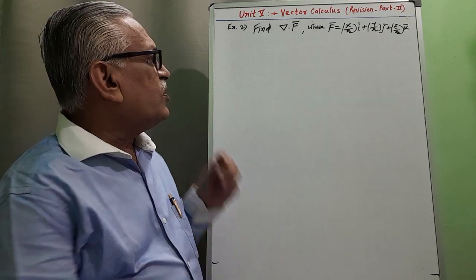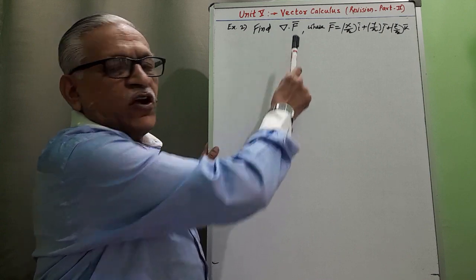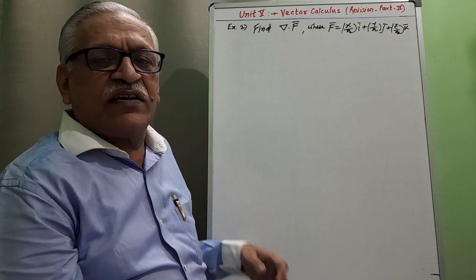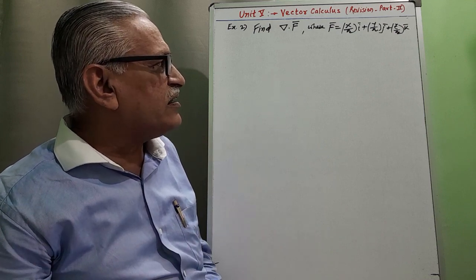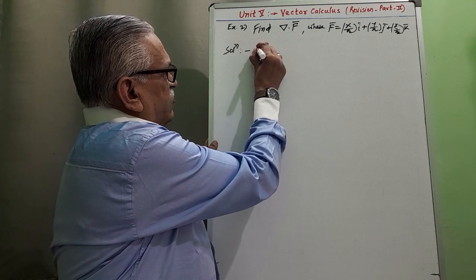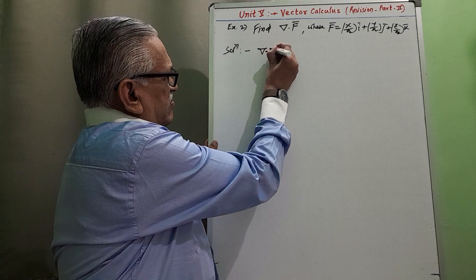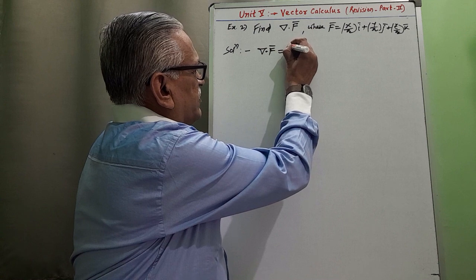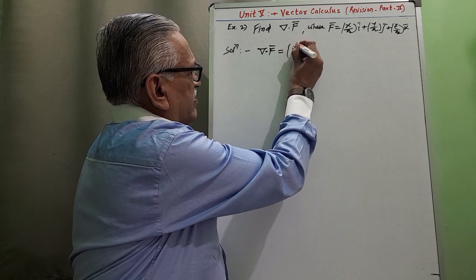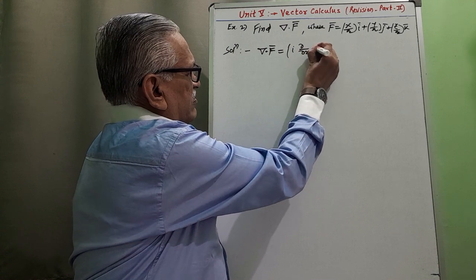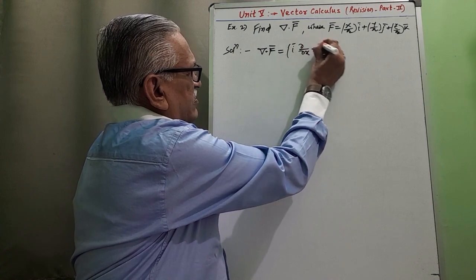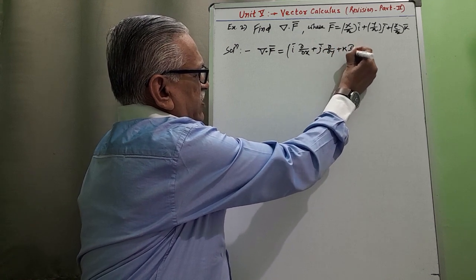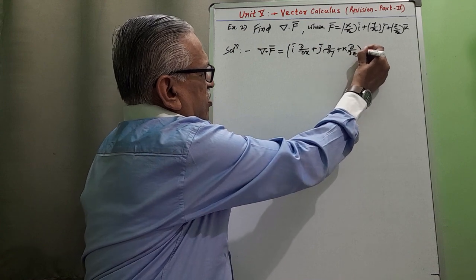Example number 2, find del dot f bar, where f bar is equal to x by r into i plus y by r into j plus z by r into k. We require to find del dot f bar. Del is a differentiation operator defined as i dou by dou x plus j dou by dou y plus k dou by dou z, a dot product with f bar.